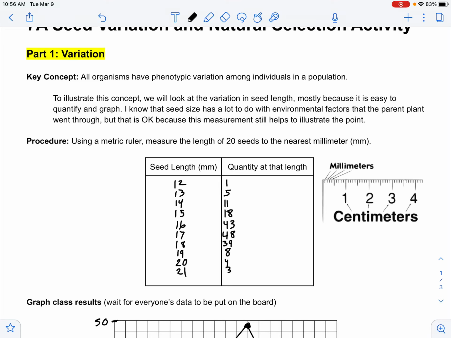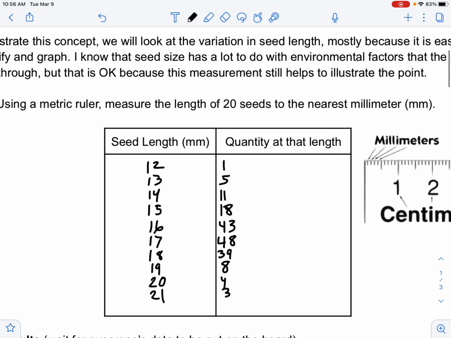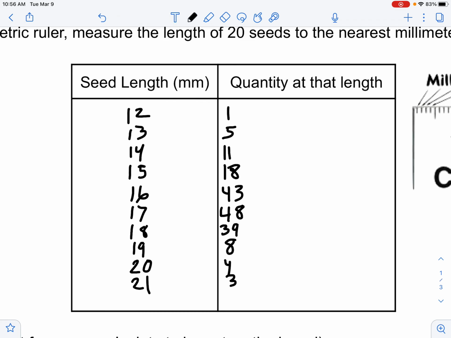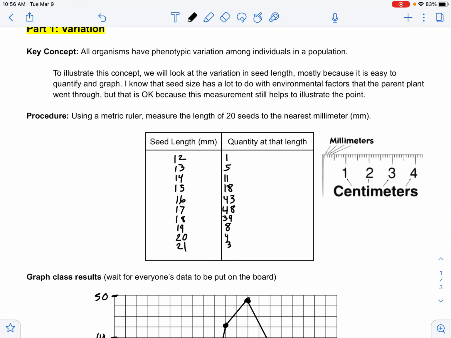Okay, so here's the second half of the video where I go through the document and help you with the questions. So again, here is where the seed length and quantity at that length, this would be class data, would go. And then build your graph. Again, the seed length in millimeters, that's going to be your y-axis.